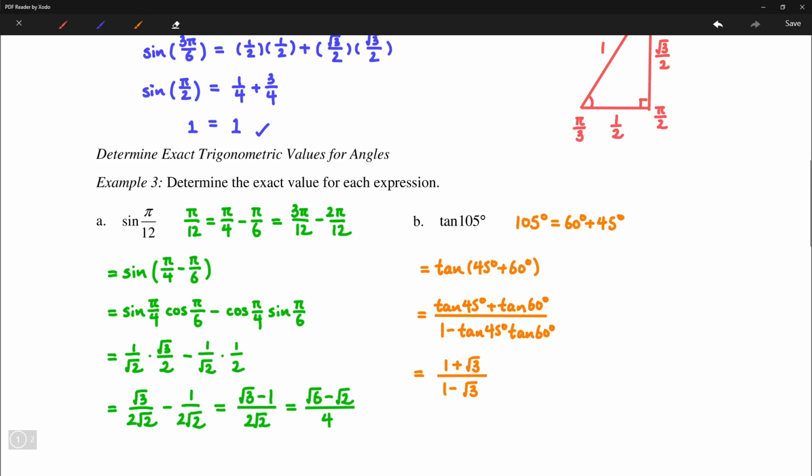And now, of course, the denominator can also be rationalized here, but generally, if we leave it as 1 plus root 3 over 1 minus root 3, that is sufficient as an answer.